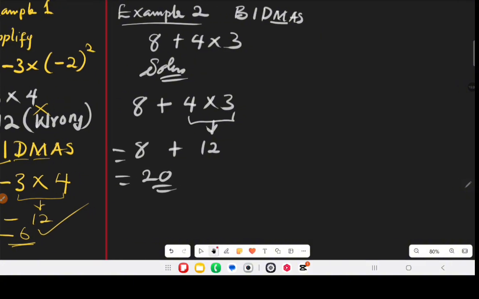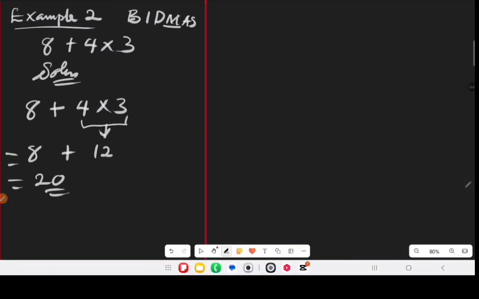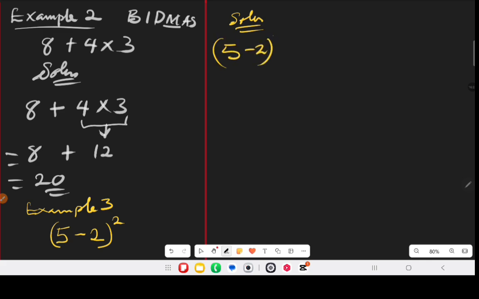Then we move further. We take example 3. If we have 5 minus 2 all raised to the power of 2, solution: 5 minus 2 all raised to the power of 2. Using BODMAS, we solve the bracket first. When we solve the bracket, 5 minus 2 gives us 3 raised to the power of 2, and our answer becomes 9.